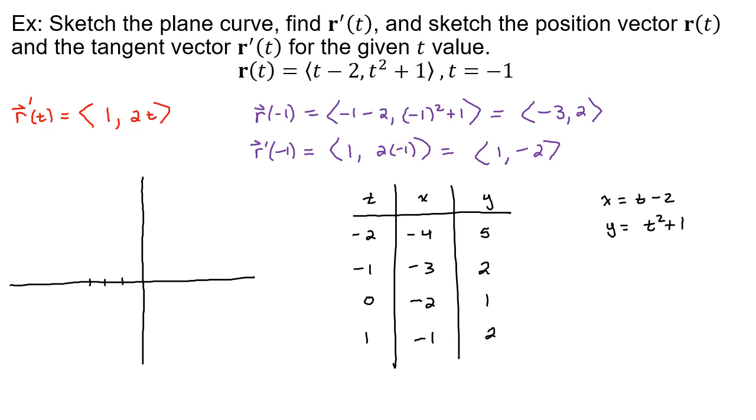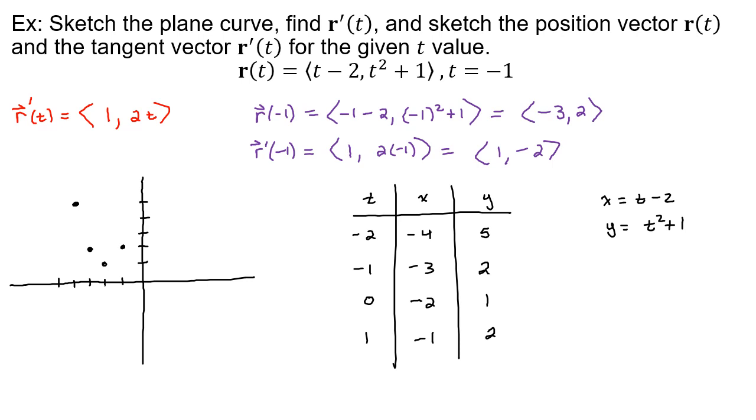1, 2, 3, 4, 5. We're going over to the point -4 and up to 5, so there's a point somewhere about right here. -3, 2 would be about right here. -2, 1 would be about right there. -1, 2 would be about right here.